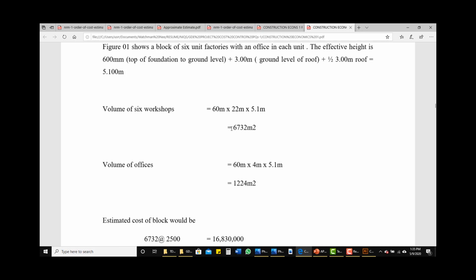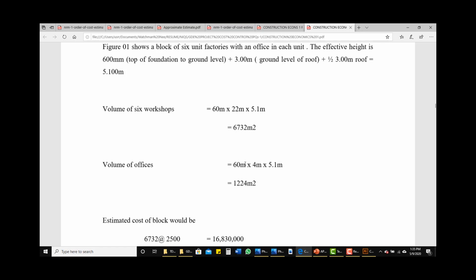Then multiply by 5.1 meter to give us 6,732 cubic meter. Here we're supposed to have cubic meter, so it's a mistake here. It is supposed to be raised to power 3, so cubic meter. Then the same method is applicable to the measurement of the offices space.